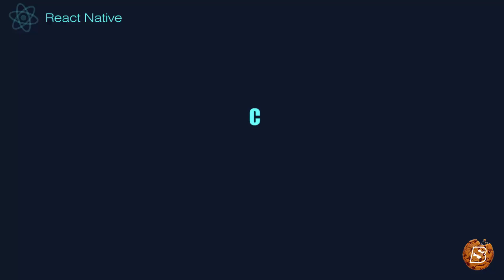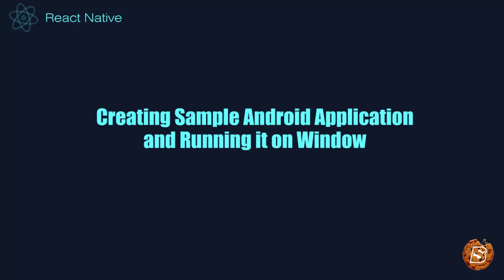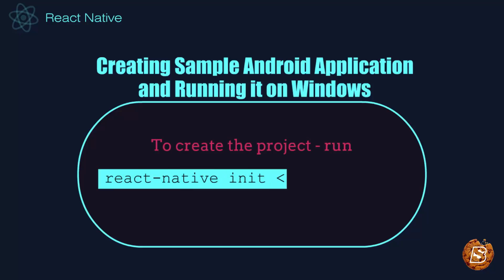In this lecture, we'll be learning how to create a sample Android application using React Native and then running it on a Windows Android emulator. The first thing that we need to do is make use of the React Native init command, using which we will be creating the project.